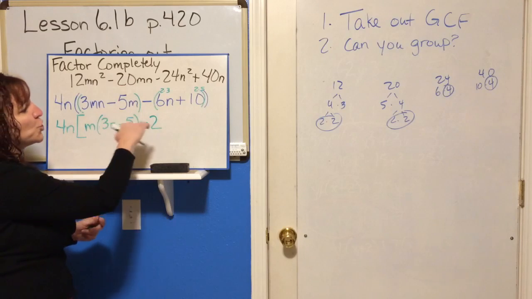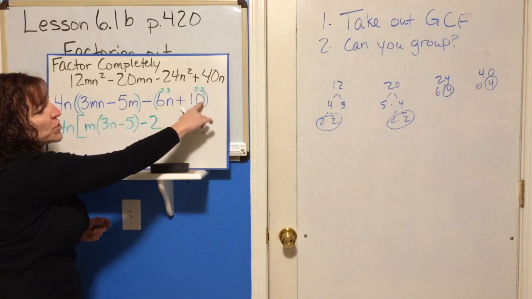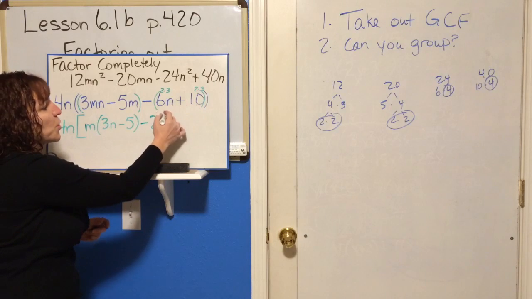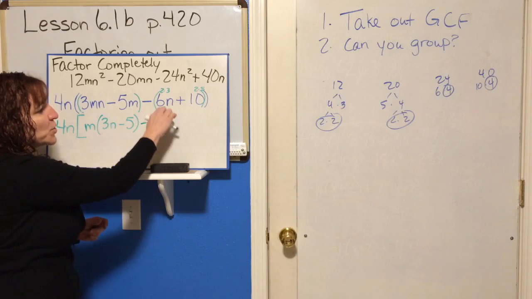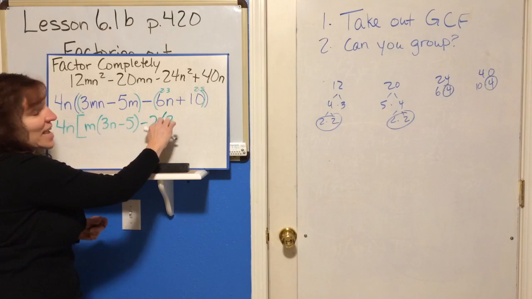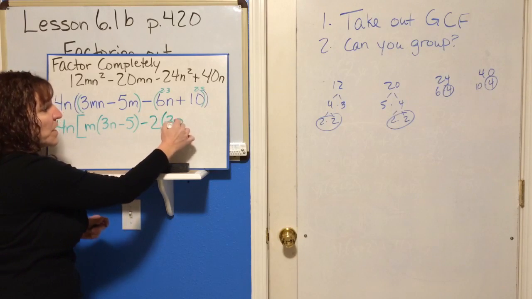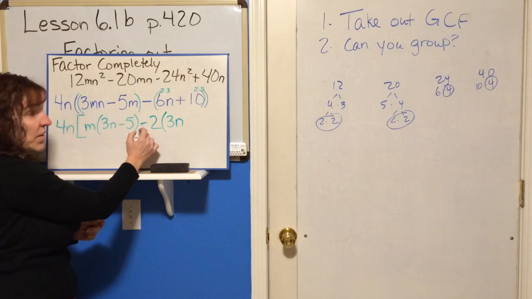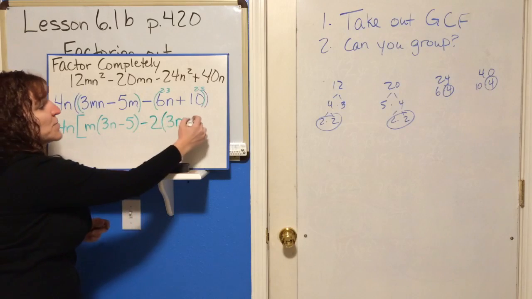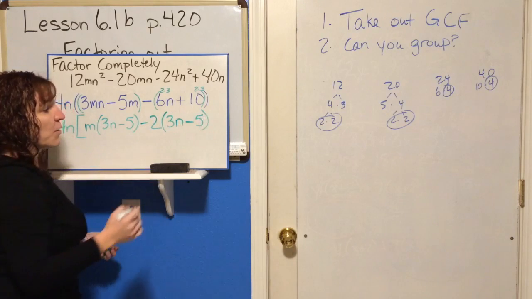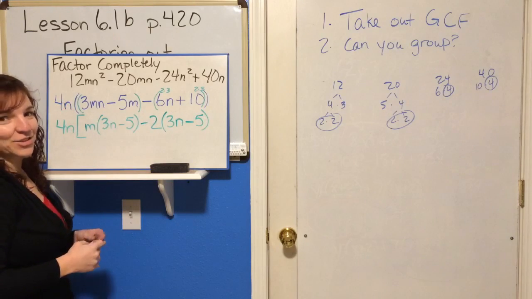So negative 2, and there is no variable on this one. So we're going to have negative 2 times 3 is 6. 2 times 3 is 6. And the n, we didn't take that out, so we have to keep it in there. And because this is negative, this sign has to change. And 2 times 5 is 10. Okay, I promise we're almost done. Hang in there. You're doing good.